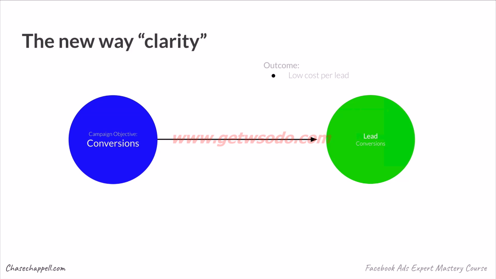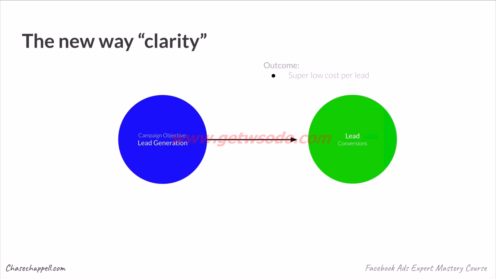Here's another example. Very similar. They're actually the same, except the only difference is the conversion objective is leads, and the outcome is low cost per lead. Now, there is another option that also is outstanding, and that is the lead generation campaign objective, but not everyone has access to this yet, so we will be covering lead generation campaigns in a separate video lesson later on.